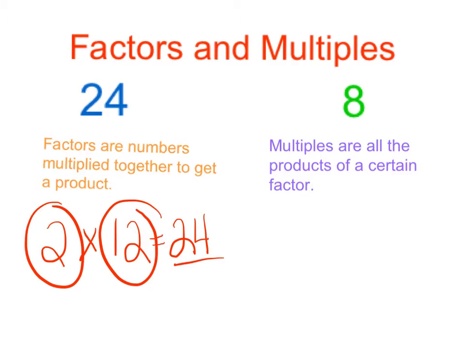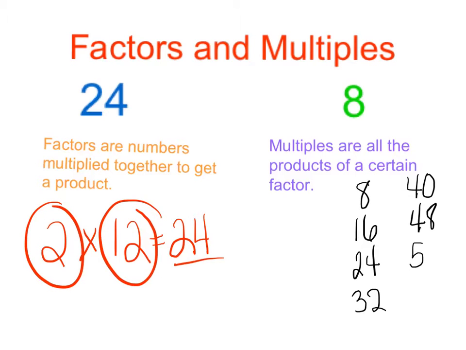Multiples are all the products of a certain factor. For example, if I wanted to do the multiples of 8, I would skip count by 8. 8, 16, 24, 32, 40, 48, 56, 64, 72, 80, 88, 96. These are the multiples of 8.